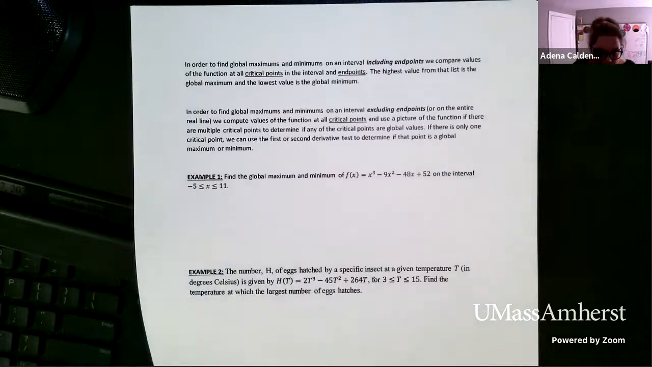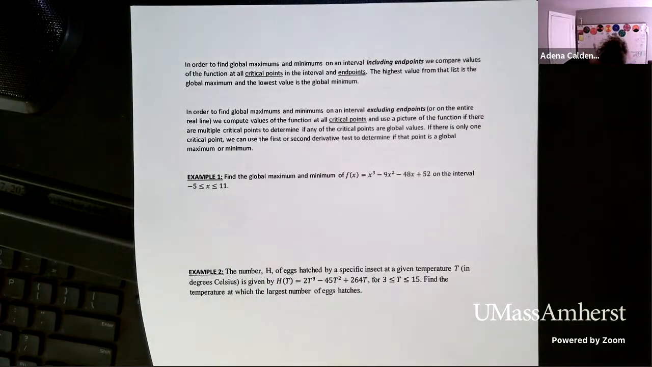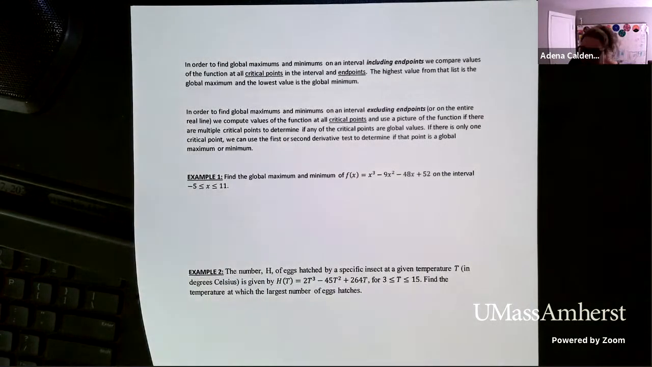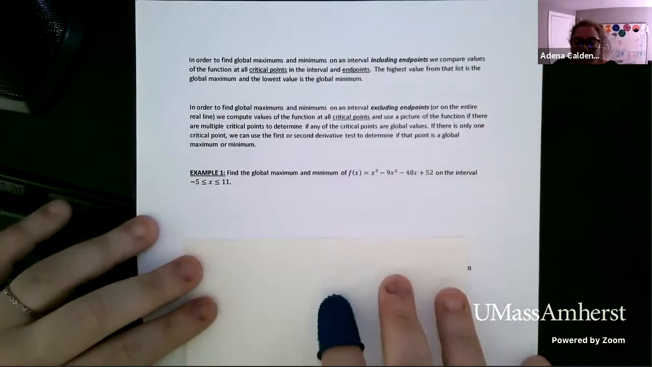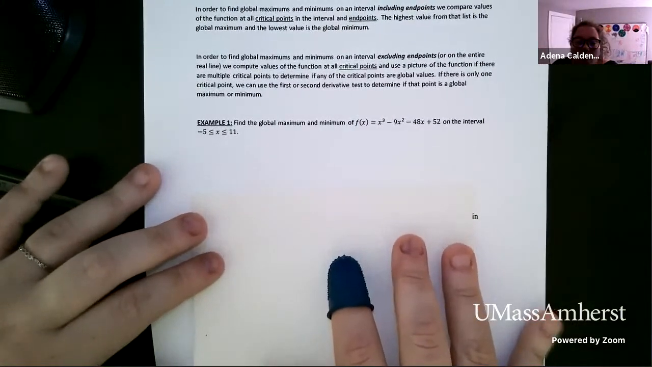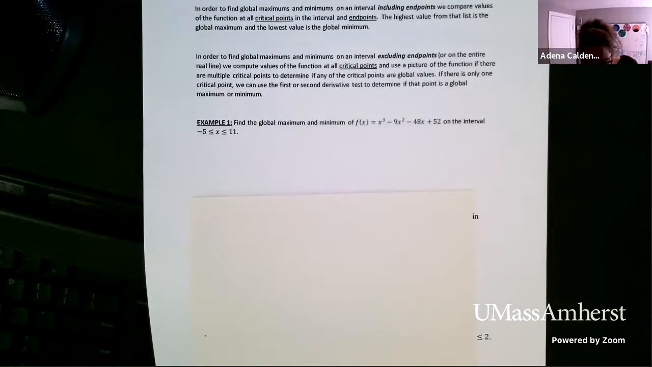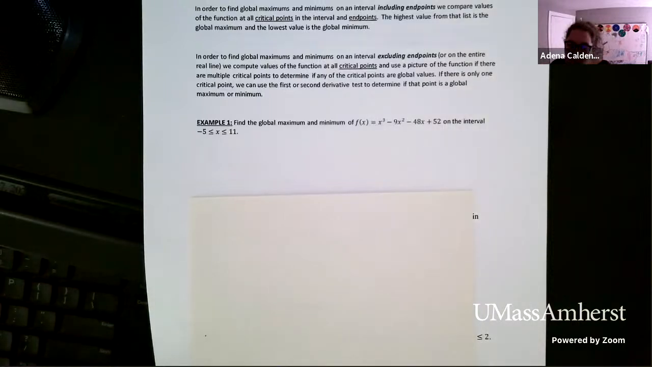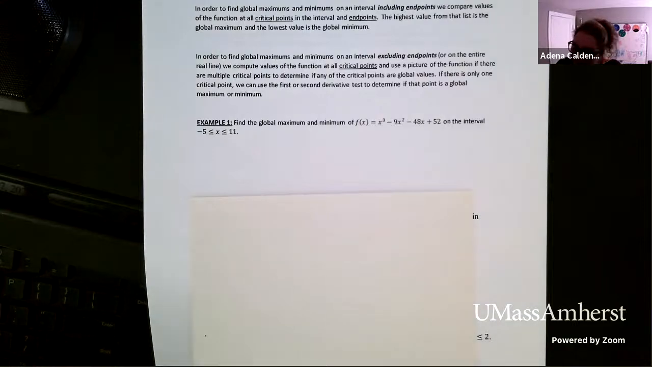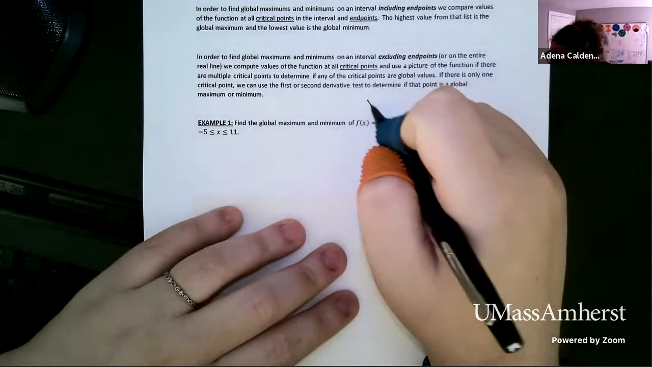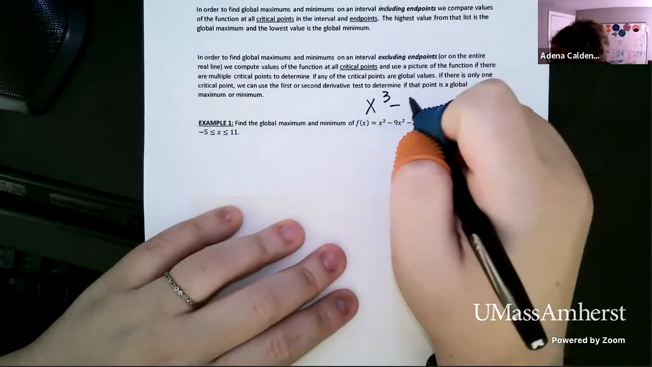So let's try this with an example. Let's cover up the other ones here. We want to find the global maximum and minimum of the function x cubed minus 9x squared minus 48x plus 52 on the interval -5 to 11. I'm going to write this function a little bit bigger just because it looks small to me on the screen.